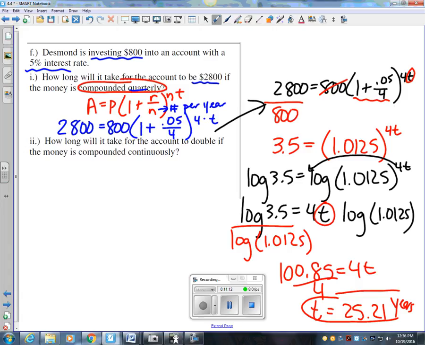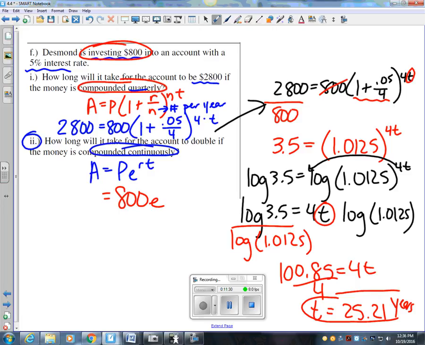All right, part I. How long will it take the account to double if the money is compounded continuously? So A equals Pe to the rt whenever it says continuously. So we know he's investing 800, so that goes in for P. r is your rate, which is 0.05. We don't know the time. And in this one, we want the amount to double. So 800, when you double it, is 1600. But watch what's going to happen.